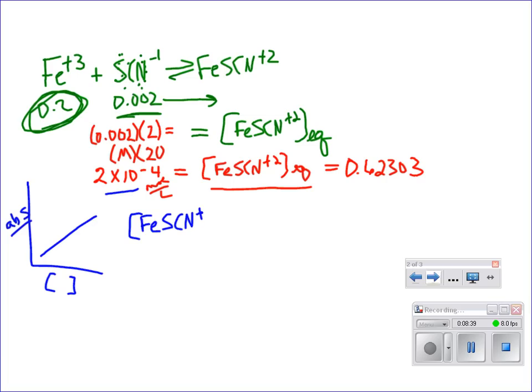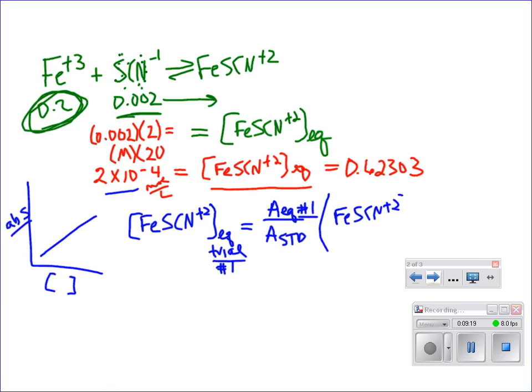FeSCN plus 2 at equilibrium, and I'm going to write of your trial. This is what we're looking for. So this is going to be number 1, number 2, number 3, number 4, and so on, is equal to a proportion of the equilibrium absorbance of your trial divided by the equilibrium of the standard. So it's the same thing as saying this is to this as that is to that. So looking at this equation, all I'm going to do is, oh, and I got to multiply it, sorry, by the concentration of the FeSCN plus 2 standard, the dark stuff.